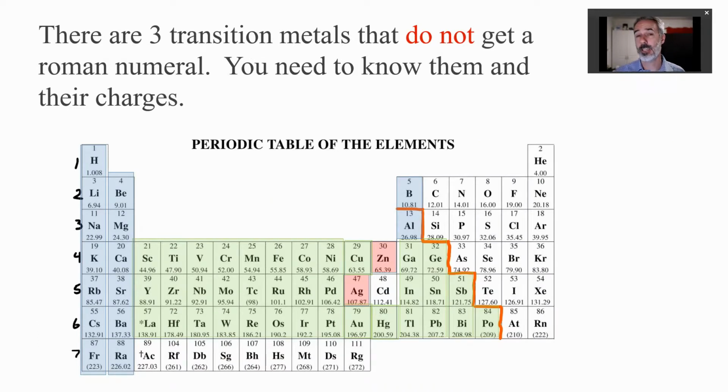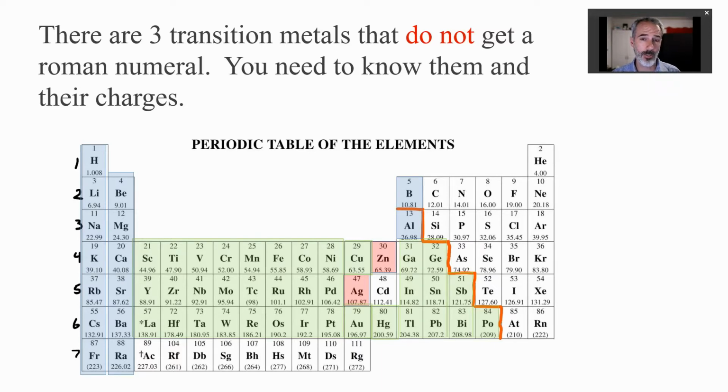Now here's the last thing, and I do want you to get out some notes to make a note of this. There are actually 3 transition metals that do not get a Roman numeral. There are 3 exceptions. One is zinc, the second one is silver, and the third one is cadmium. The only 2 you need to know are zinc and silver, and you might wonder why not cadmium. Well, the reason is cadmium is an extremely rare element. We'll never use it in lab. It's like the 64th most common element. It's so rare that we're never going to use it.